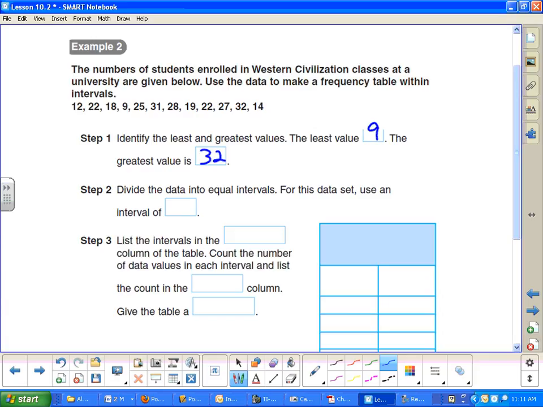Now it says to divide the data into equal intervals. For this data set, use an interval of what? How many pieces of data do we have? There we go. 2, 4, 6, 8, 10, 12. So we want to have equal intervals that go between 9 and 32, don't we?